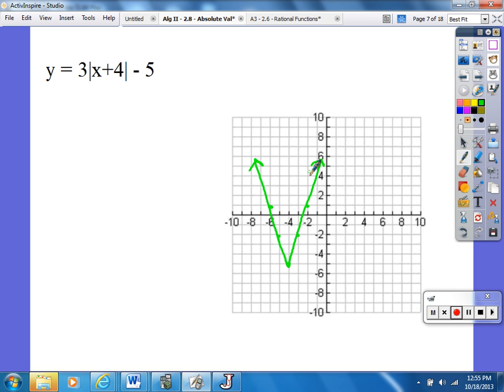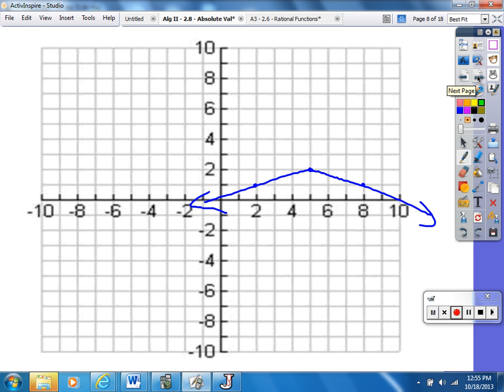No. I don't do absolute value inequality. You could do that, but we're not going to. With the parabolas we do. All right. Last problem. Graph it and write the equation. So, here we go.